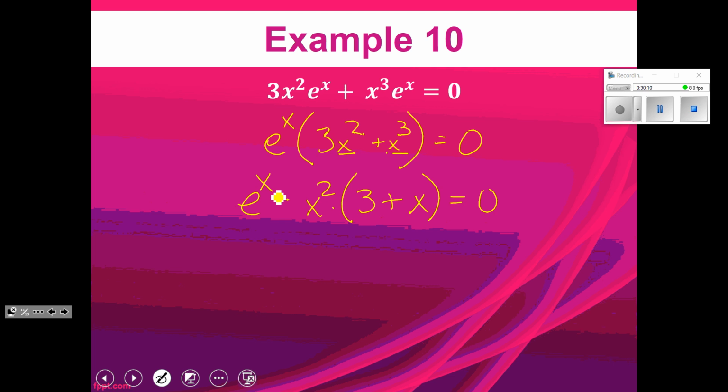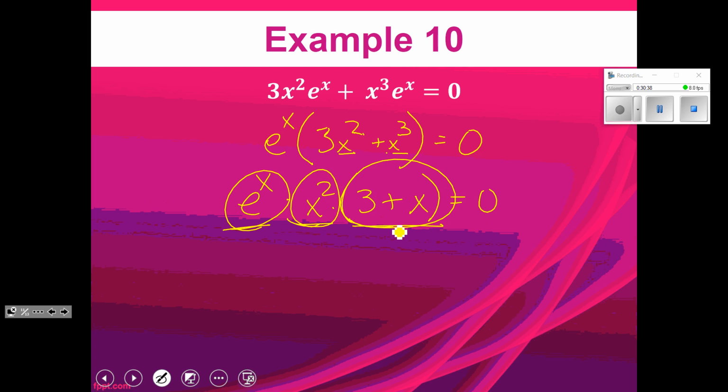Okay, so we have 2 GCFs here, right? And you could have taken out e to the x and x squared at the same time. That's 3 things being multiplied by each other. Does that make sense? This is a factor. He's being multiplied by x squared, which is being multiplied by 3 plus x. You'd have to treat each of them separately, so we're going to set each piece equal to 0.